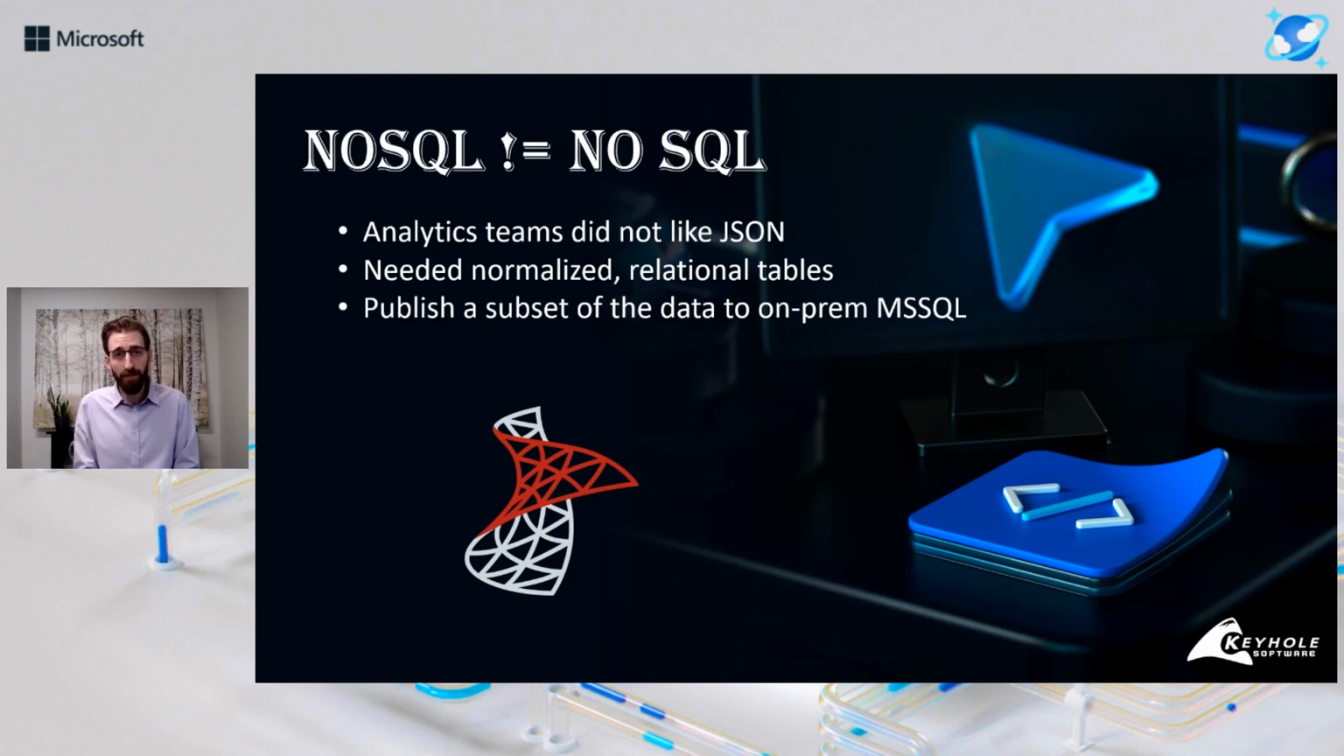What we liked about Cosmos DB, out of a lot of the other choices that we could have gone with, is that it very easily allowed us to take our JSON documents and map those over to relational tables.